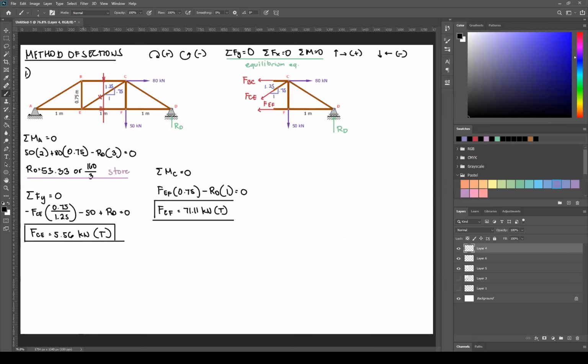The answer is E. Okay, because if you see here, this is E. CE and EF both intersect at E. So both of those will be canceled out. The only thing that will be left is BC. Okay, so for method of sections, you're not just confined to points in your isolated section. Okay, you can still extend that. So let's extend. Just don't include the forces.